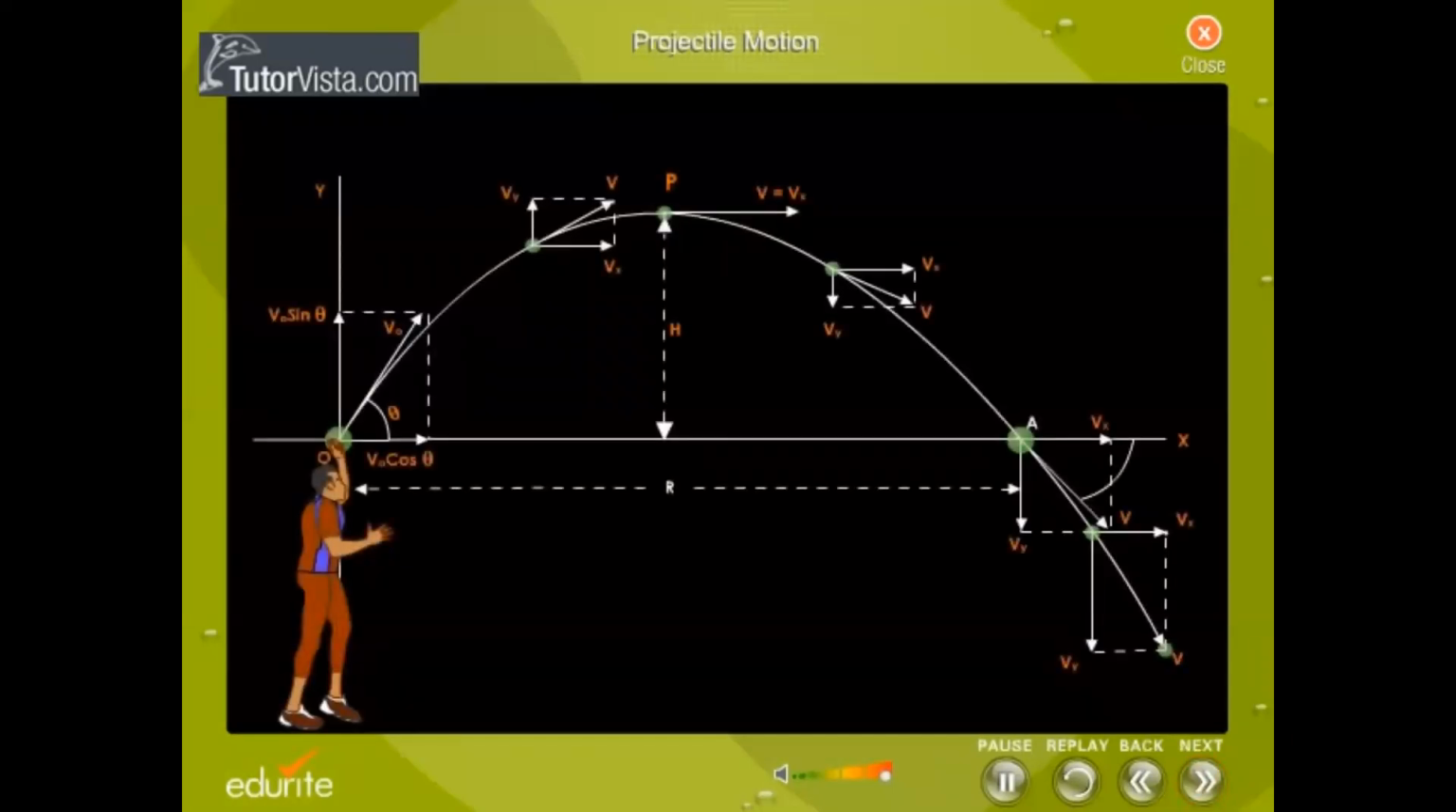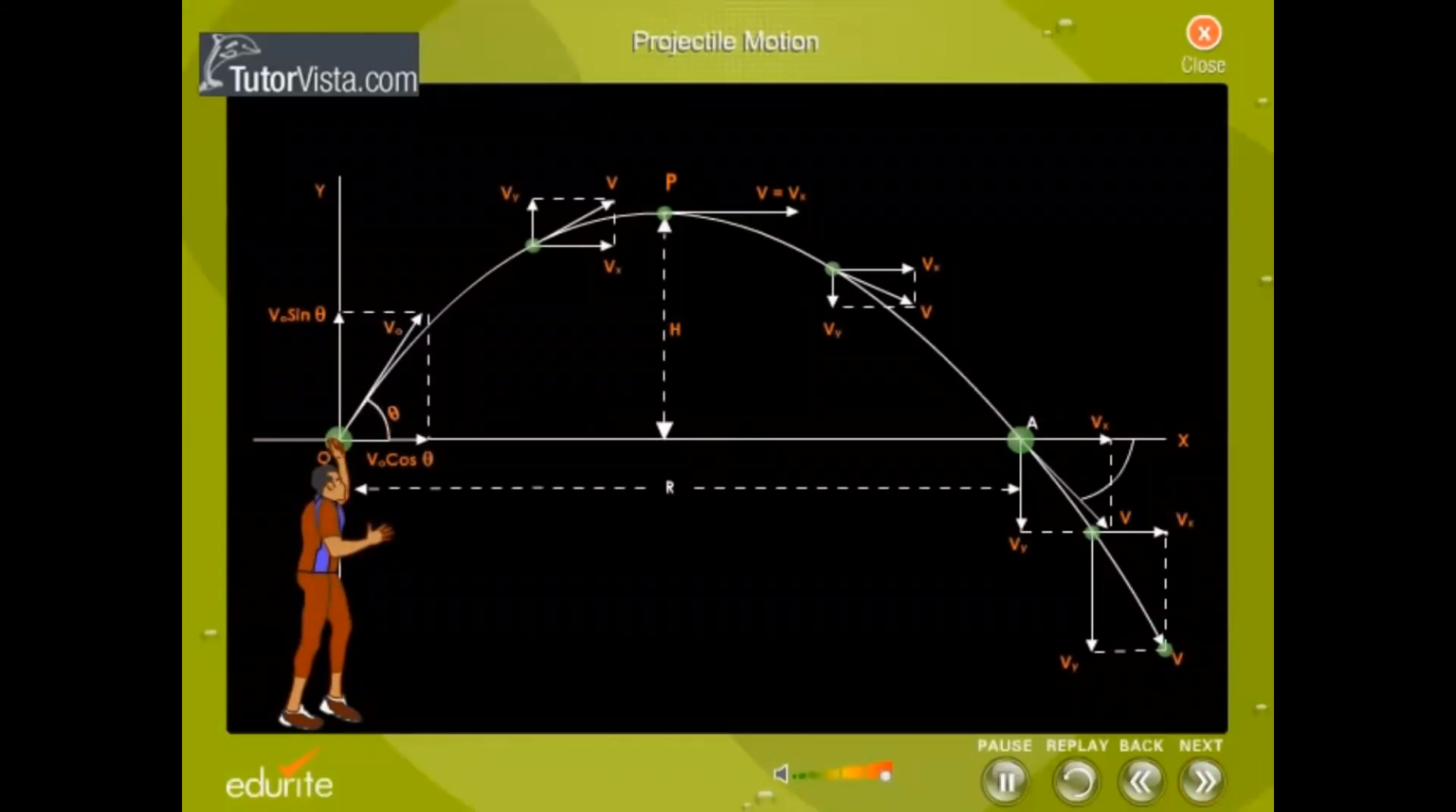Let us now analyze the motion of a projectile thrown obliquely. Let a body be projected from a point O with initial velocity V0. The projectile makes an angle theta with the horizontal axis.